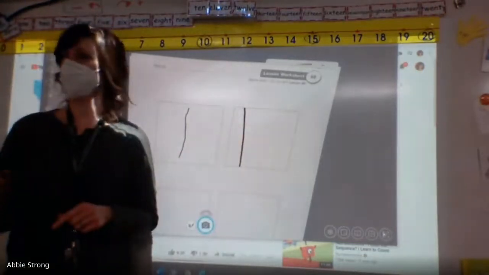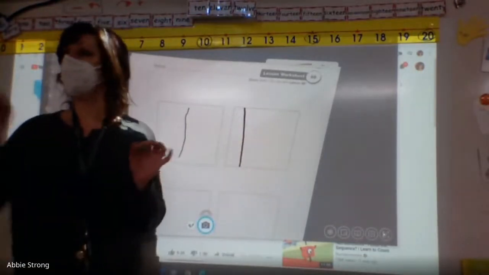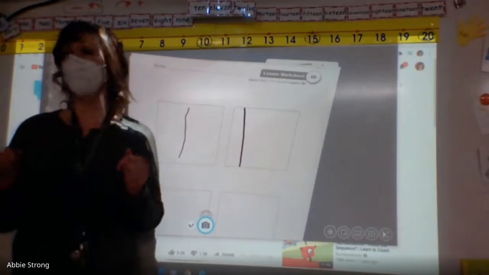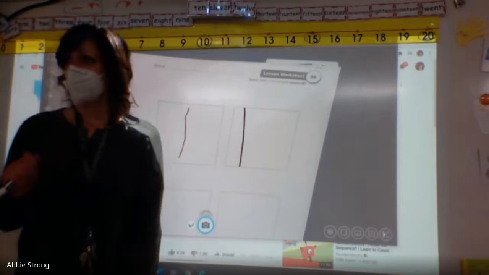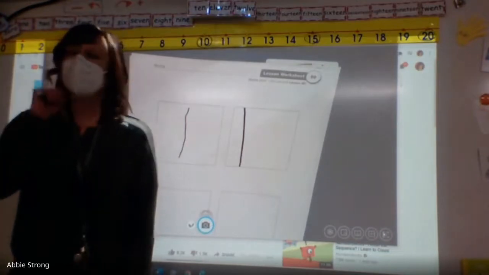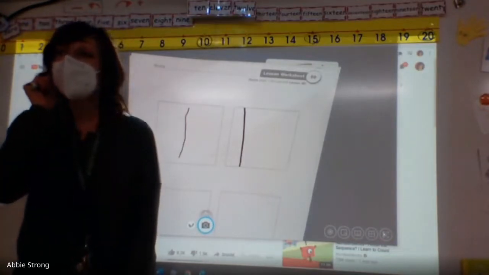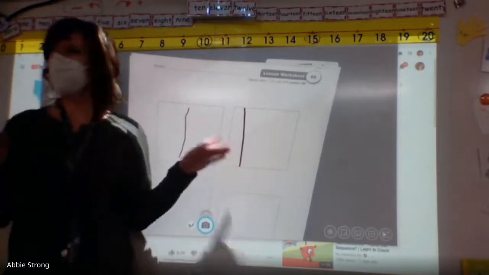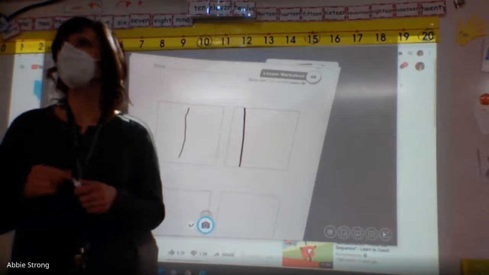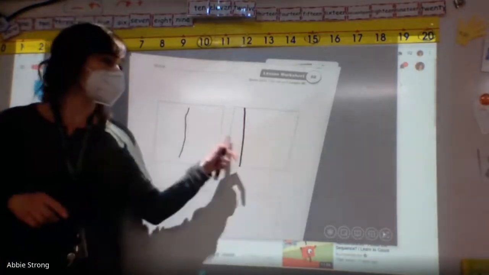I know. I love the strong silent hands. Delilah, why is that not divided in half? Because they both have two pieces. Say it one more time, I couldn't hear you. They both have two pieces. Okay, there are two pieces, but are they the same size? No. No, there's a big piece and a little piece.